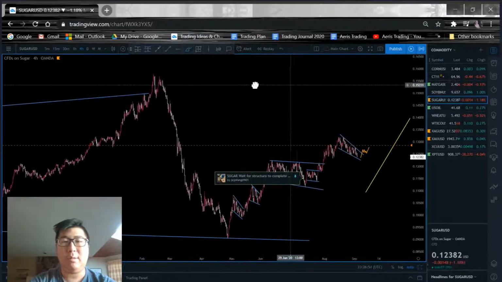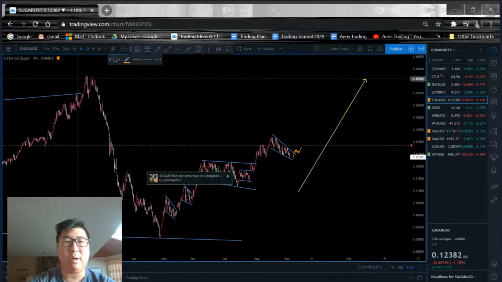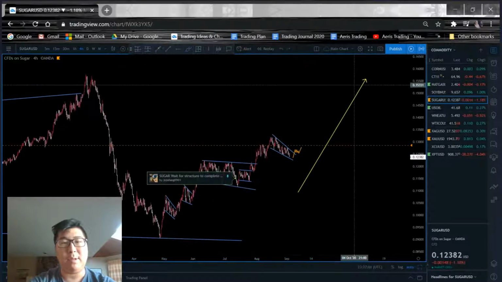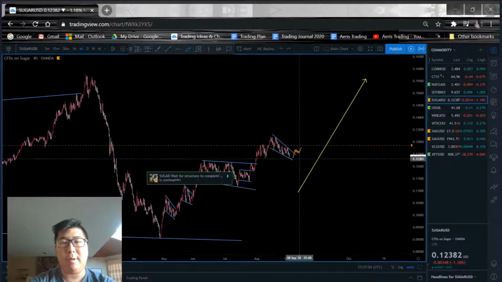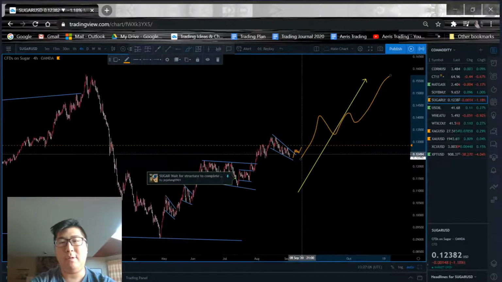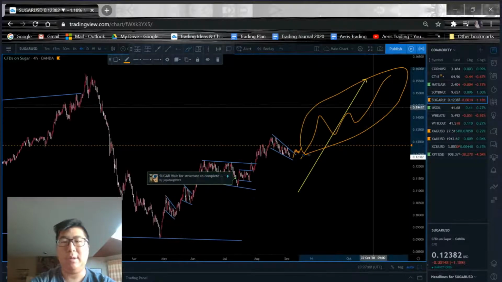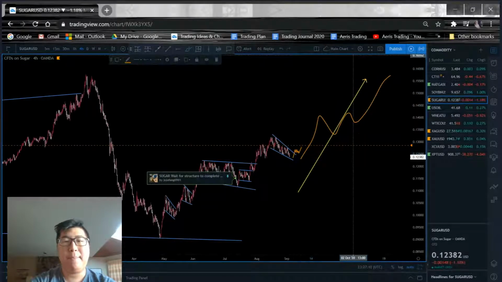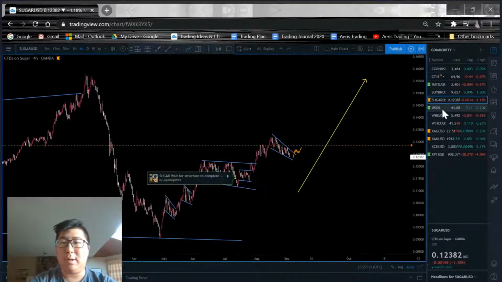And the target, still nothing changes. Still looking for this top before the COVID drop as the target. We already moved quite a bit, so expect this kind of move to continue, and it might take a few more months to do that. So that is sugar. Let's go to oil.